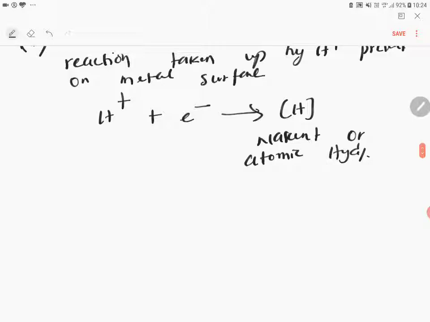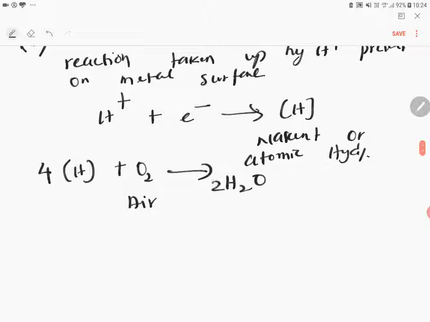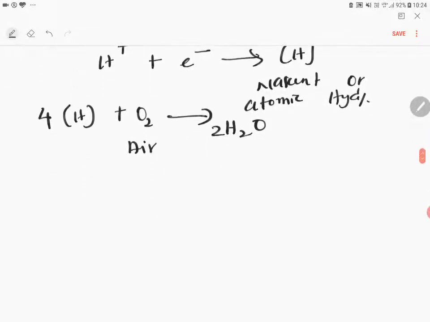So this nascent or atomic hydrogen reacts with oxygen in the air to form water. Balancing this equation, you have to put 2. So this will be step 5. Step 6.